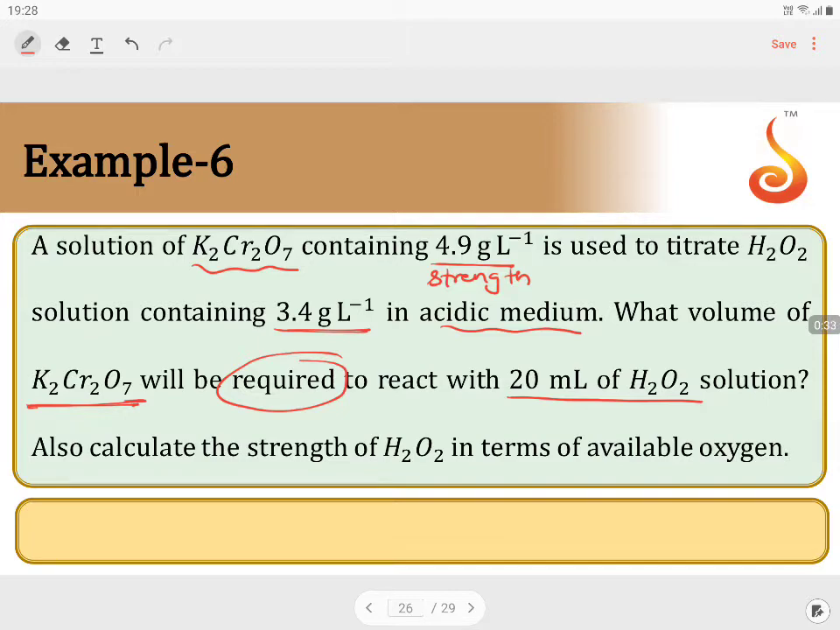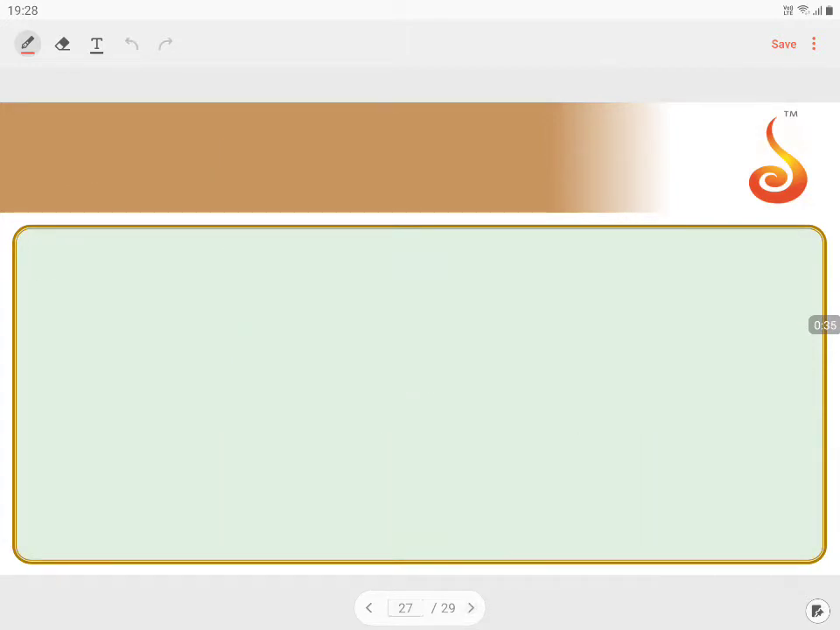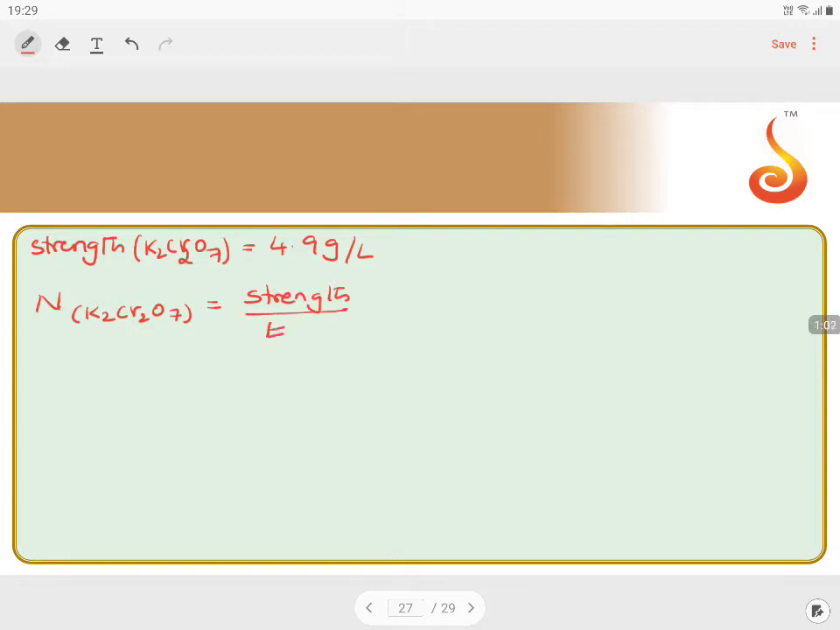So there are two parts to this question. First one, which is given, strength of K2Cr2O7. Strength of K2Cr2O7 is given as 4.9 gram per liter. Now normality of K2Cr2O7 will be equal to strength of the solution divided by equivalent weight. This is the formula, which will be equal to 4.9 by 49, which is equal to 0.1 normal.